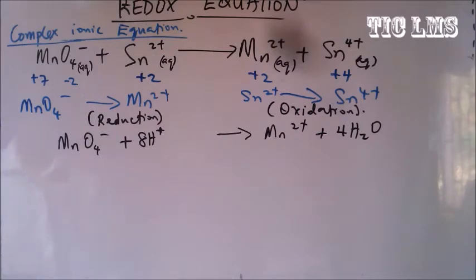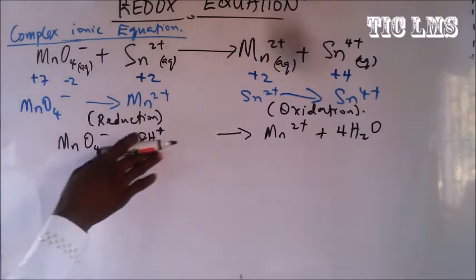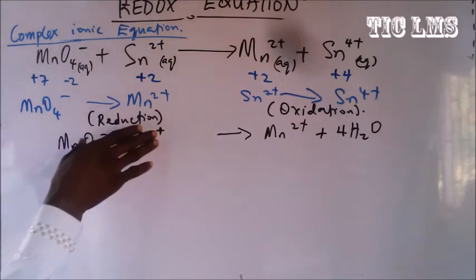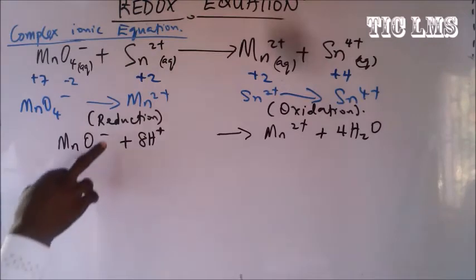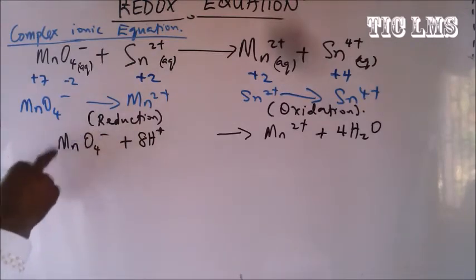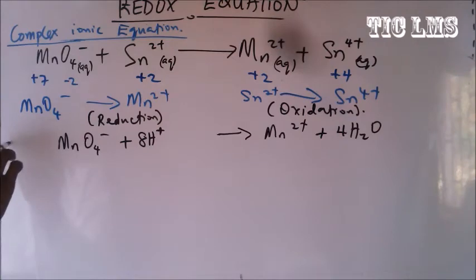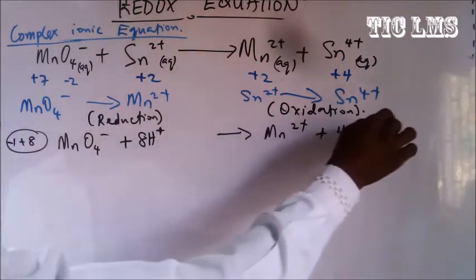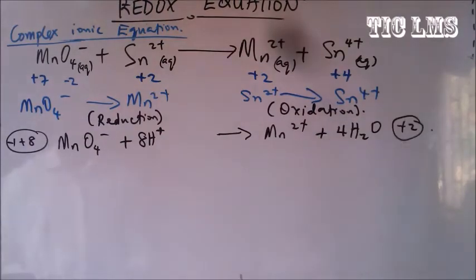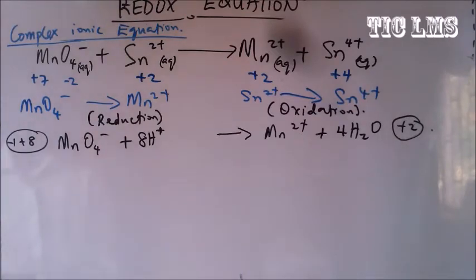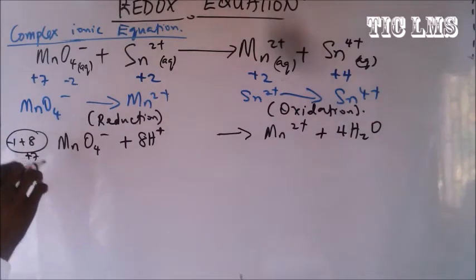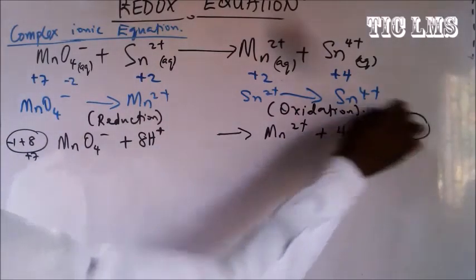Next, to balance it completely, when we take a look at the sum of the ions on this reactant side and the product side, we will realize that on this reactant side, this -1 is for this entire radical. So we have -1 and then +8 on this side. And on this side, we have just +2, meaning that we have +7 over here and we have +2 over here.